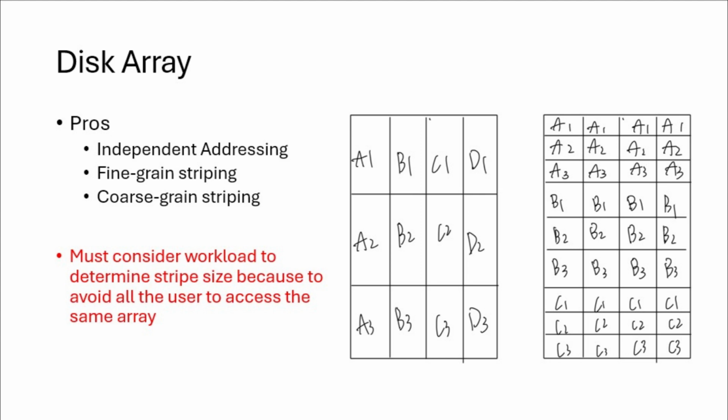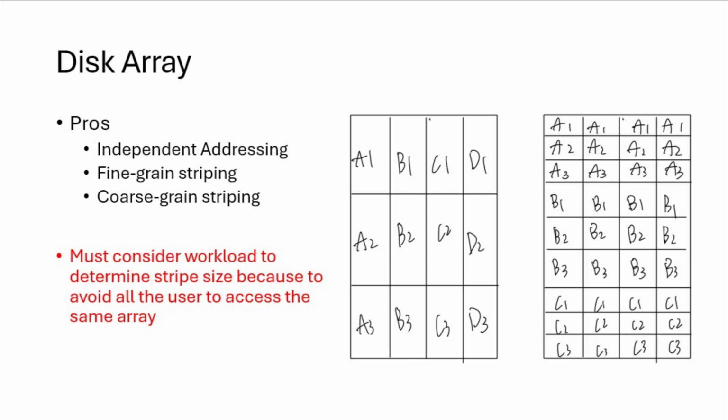The disk array is equal to storage array, and we can say storage containing an array of HDDs. And the array combines drives into one scalable system. The main reason we use the disk array is data distribution. We can acquire some benefits from data distribution. The first one is independent addressing, and fine-grain striping, and coarse-grain striping.